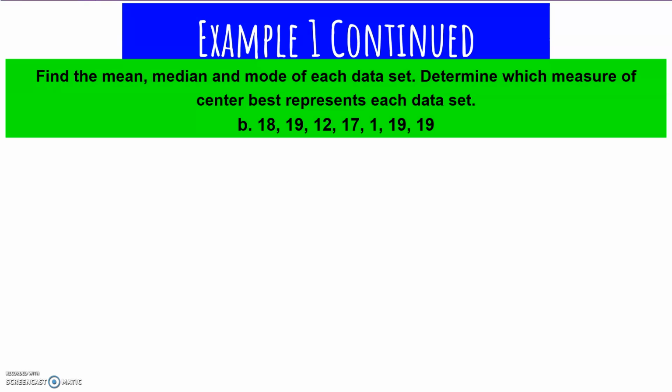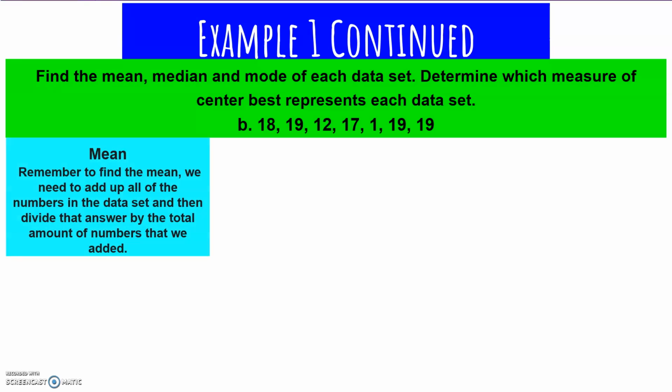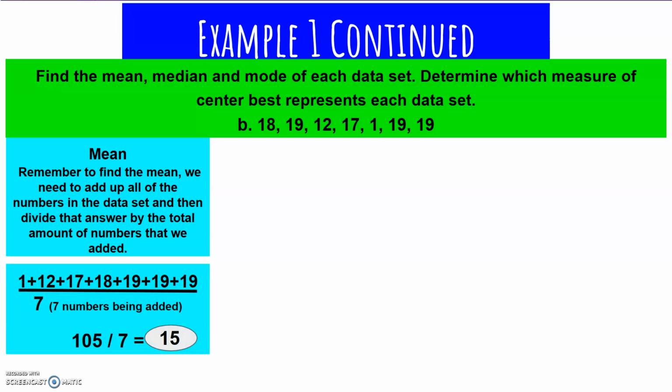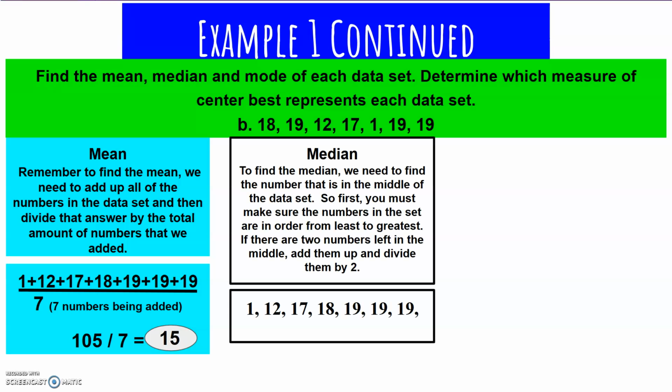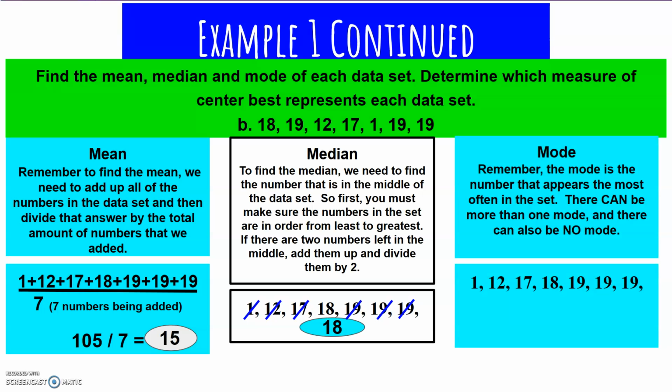Let's look at a different set of numbers. All right. One of these things is not like the others. Let's find the mean here. We add those all up, we get 105, we divide by 7, and we get 15. Interesting that 15 is smaller than all but 2 of the numbers. Finding the median, put them all in order, and find the middle one. In this case, it's 18. And the mode is, in this case, 19.